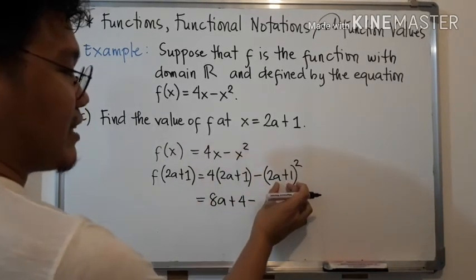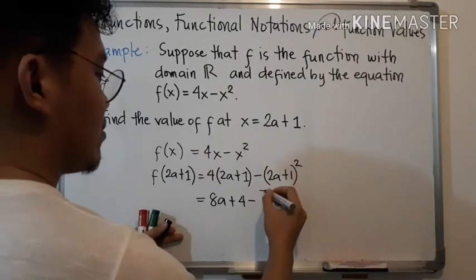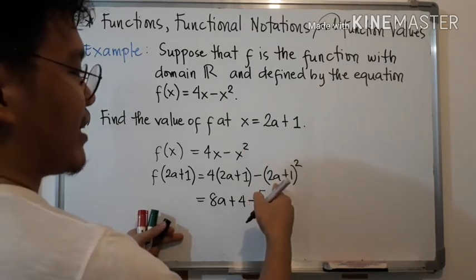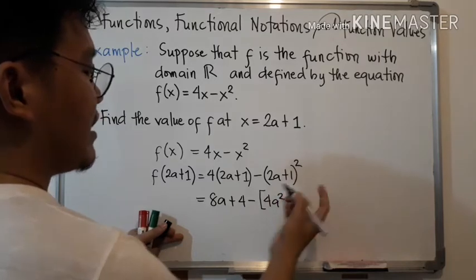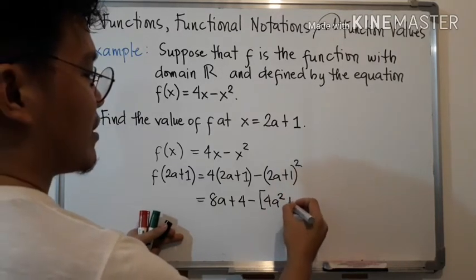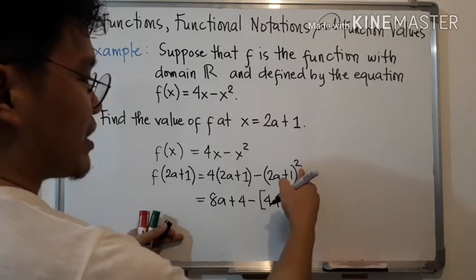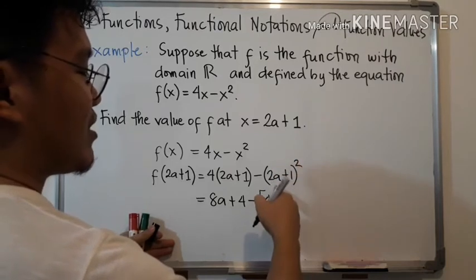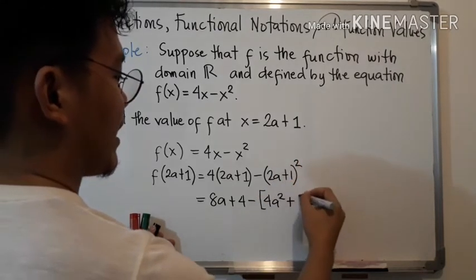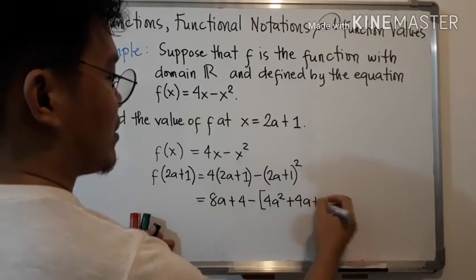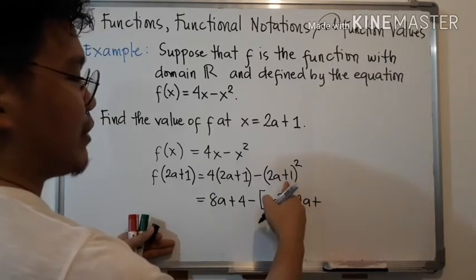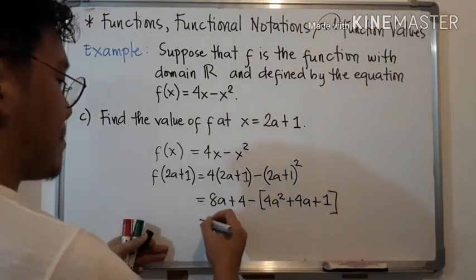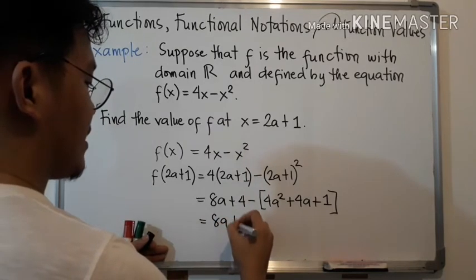Since this is a binomial and it's being squared, applying the rule of square of binomial, we are going to square the first term. So 2a squared is 4a squared. Then for the second term, we multiply by 2. We take 2 as a numerical coefficient, a constant, not an exponent. So 2 times 2a is 4a times 1 is 4a. And for the last term, we square the second term of the binomial, that is 1 to the power of 2 is 1. And then we have 8a plus 4.